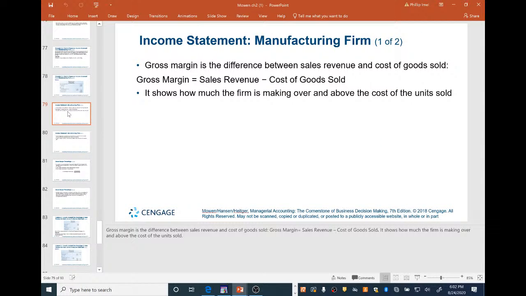Okay, a little more on the income statement for a manufacturing firm. Gross margin is the difference between sales revenue and cost of goods sold. We know that. But here's the formula for it anyway. Gross margin is sales revenue less cost of goods sold. Simple. Okay, it shows how much the firm is making over and above the cost of units sold, right? Because obviously it's telling us how much we make over the cost of any unit sold. That is what our selling price is. So the difference between the two is our gross profit.